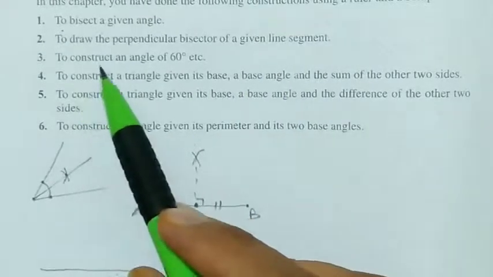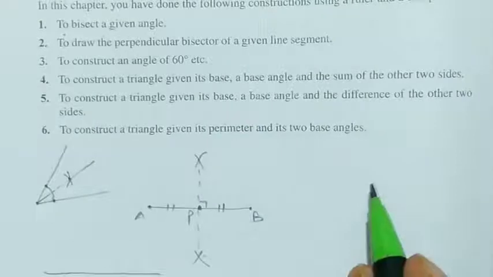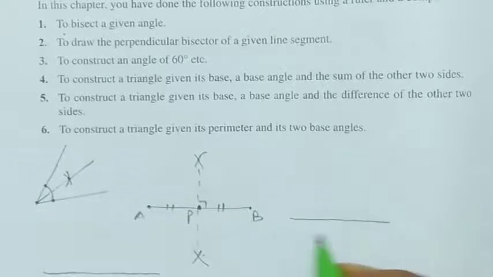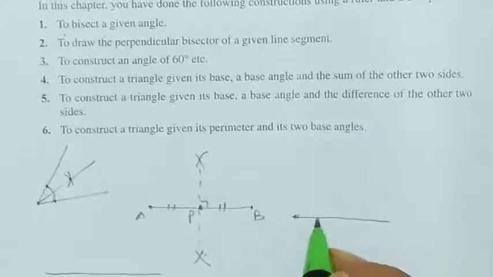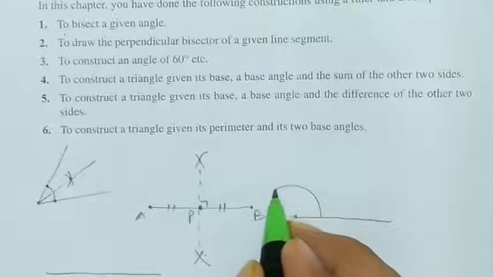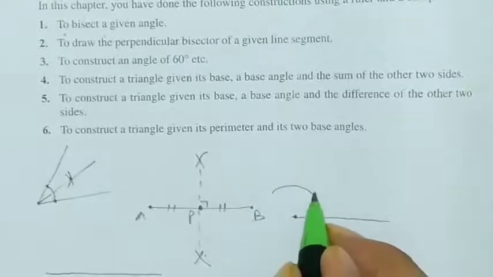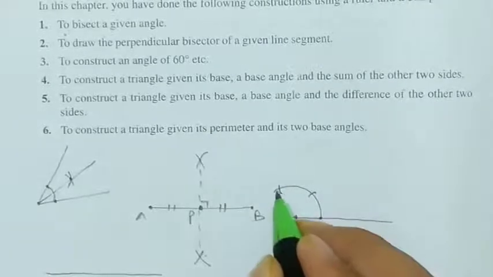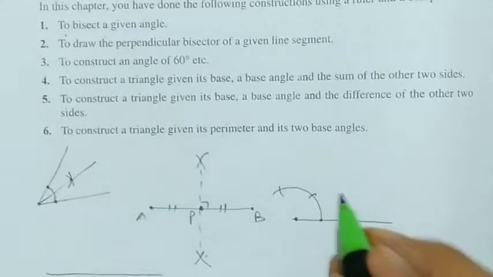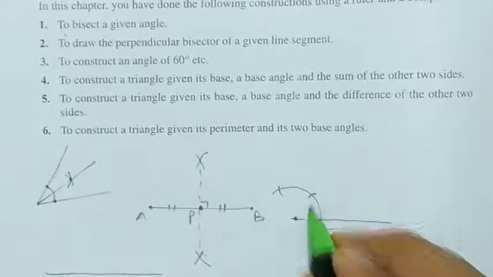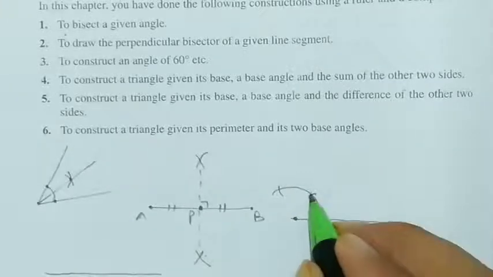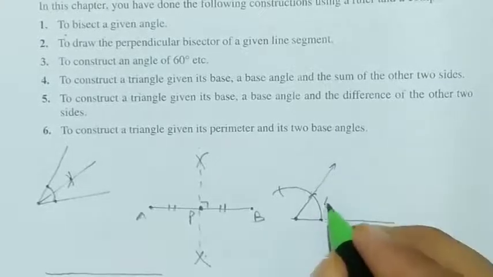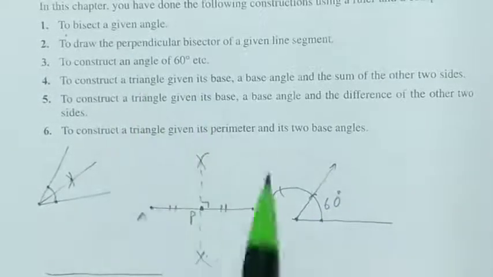Now the third point, to construct an angle of 60 degree. How will you construct a 60 degree angle? First you will draw this line, then from here just open an arc and cut with the same radius from here also. So this is 60, this will be 120, and this will be 180. Whatever this arc is, it is the same, so this will also be the same. If you just join this, that will be your 60 degree angle. So that way you can make a 60 degree angle.